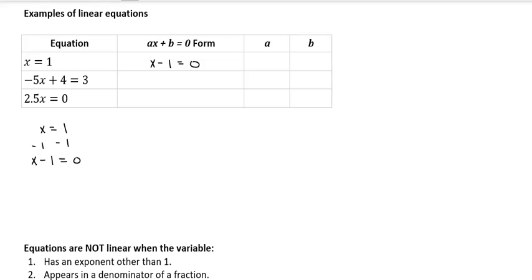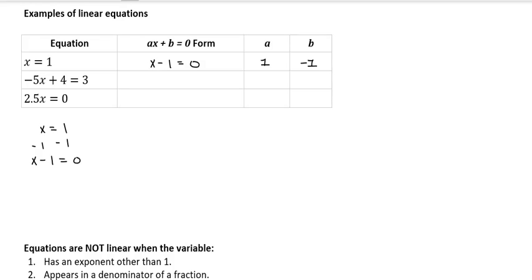So x minus 1 equals 0. So what is a? There's something in front. There's a coefficient in front of x. It's not showing, so it's a 1. And what is b? Well, b is minus 1, negative 1.